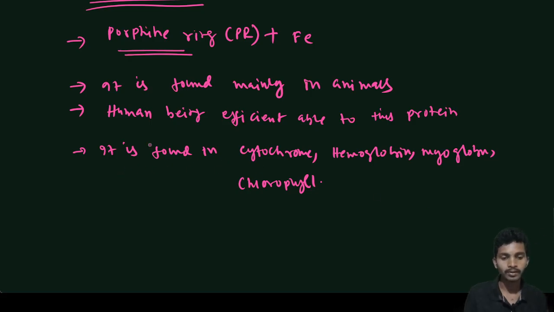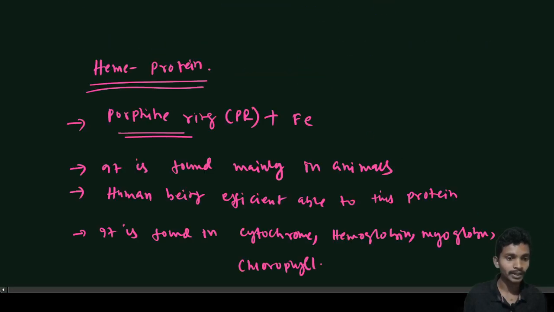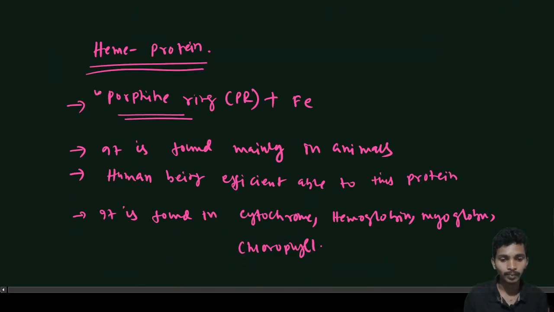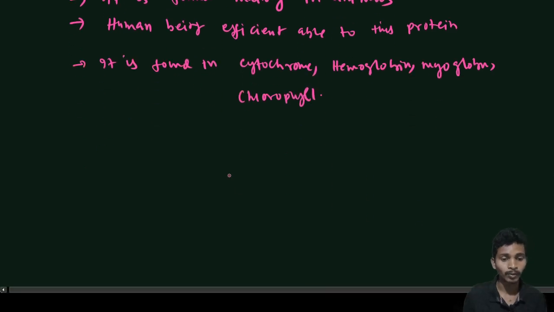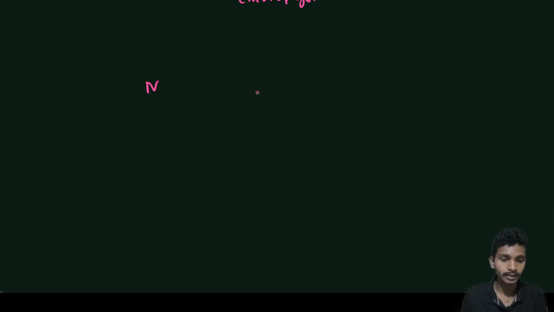Okay, so before discussing it, it is important to draw the structure. So the structure is that porphyrin ring. In the past class we have discussed these porphyrin rings. So we will draw the porphyrin ring structure again. Let's say this is N, this is N, this is N, this is N.